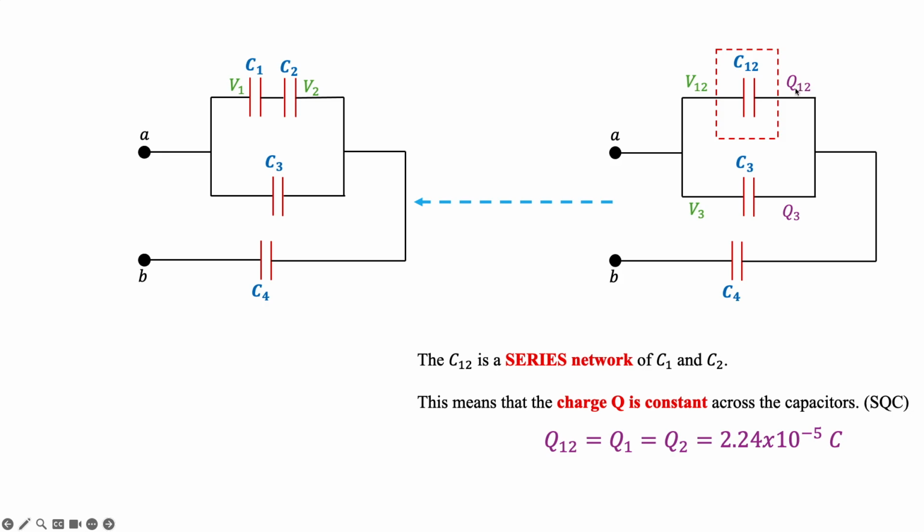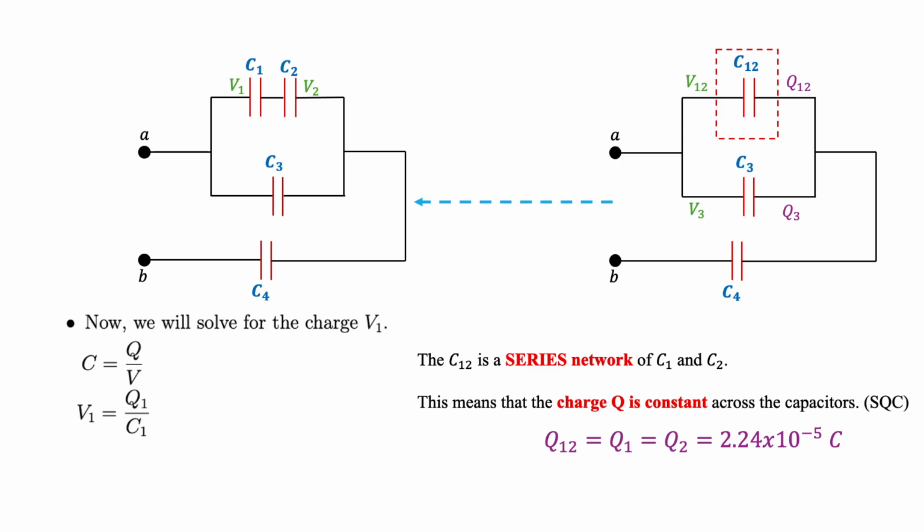So the Q12, the charge at 1, 2, should be equal to the charge at capacitor 1 or Q1, and the charge at capacitor 2 or Q2, which has this value which we have solved earlier, 2.24 times 10 to the negative 5 coulombs. Now, since we have the value of charge, by using the definition of capacitance, we can solve for the potential at capacitor 1. So we have to rewrite our equation. V1 will just be the charge at 1 over the capacitance at 1.